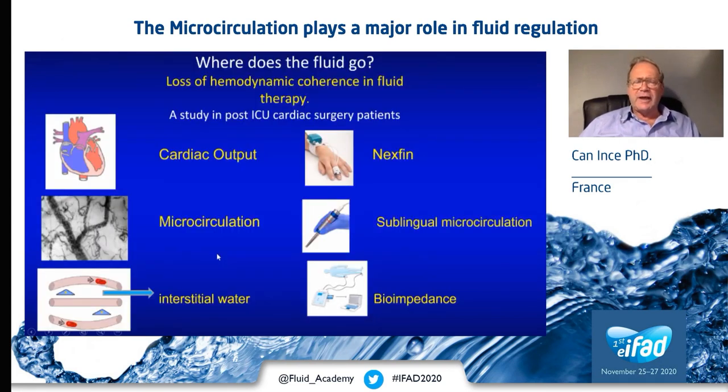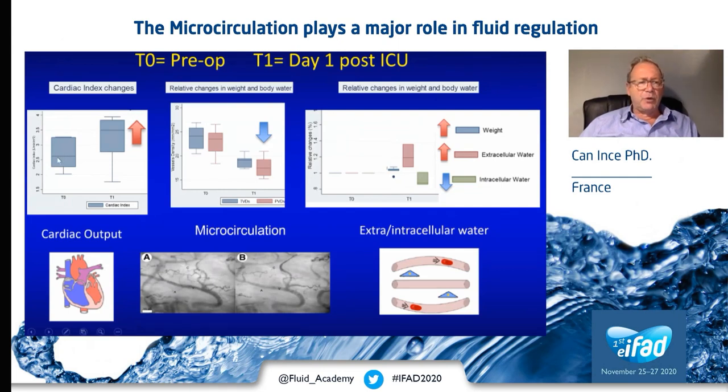So we did a study to actually look at where the fluids go in post-ICU cardiac surgery patients. We looked at the cardiac output, we looked at the microcirculation, and using bioimpedance, we looked at the interstitial water and intracellular water. What happened was, indeed, giving fluids increased the cardiac index, but it was at the expense of the microcirculation, which became diluted. As you can see here, all of these vessels with red blood cells disappeared when cardiac index was increased using fluids. And here we saw that the actual weight of the patient increased.